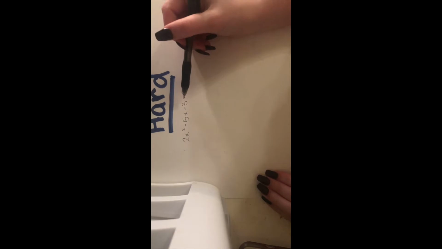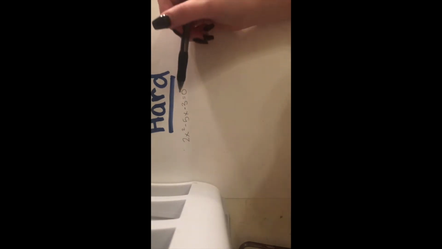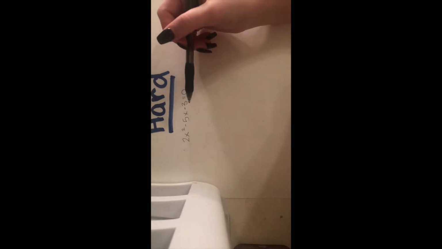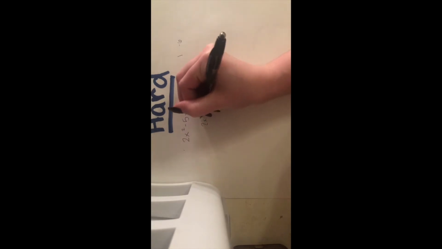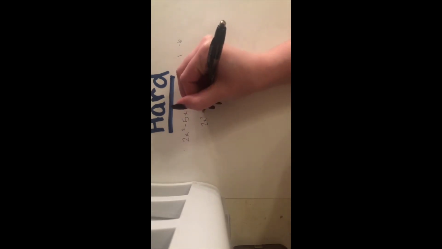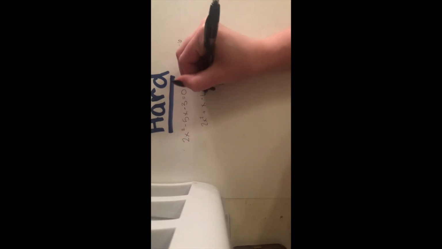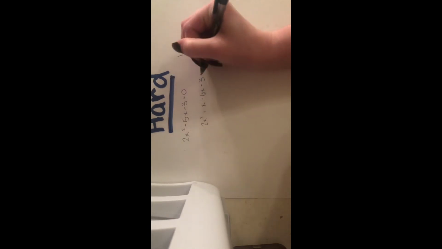So this is going to be the hard problem. And as you can tell, no numbers are going to multiply to get negative 3 and add to get negative 5. So you're going to have to split the term into negative 6 and positive 1, which will just end up adding to get negative 5. So you'll rewrite it as 2x squared plus x minus 6x minus 3.